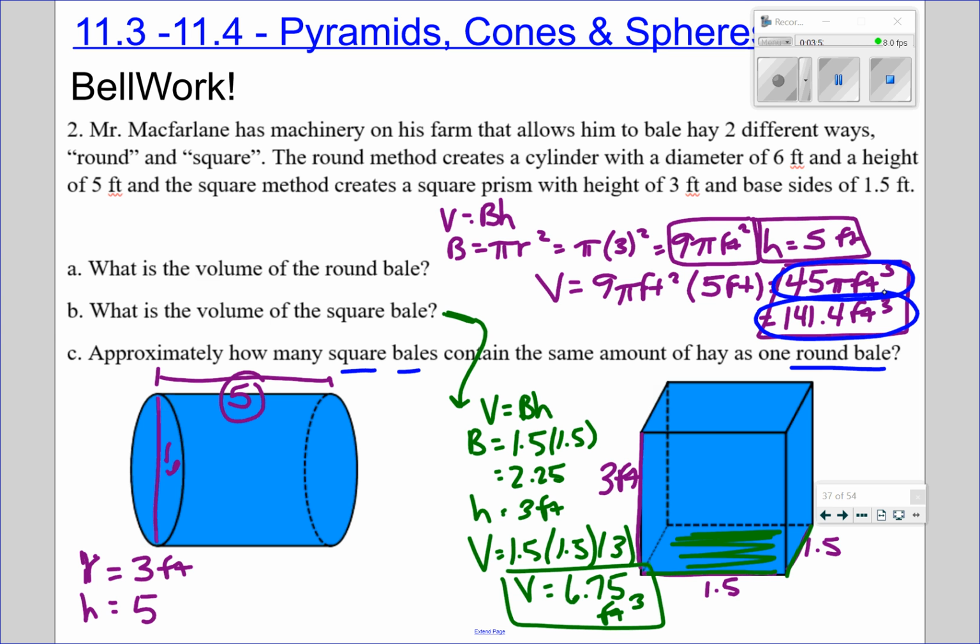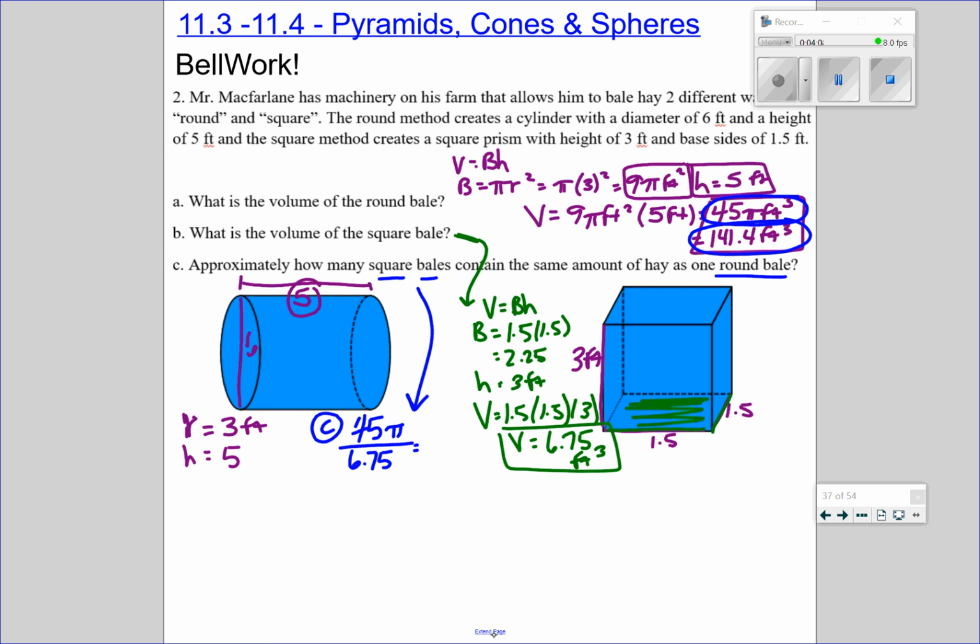So if we want to figure out how much would be equivalent, for part C, we would take, I'm going to use this 45 pi because it's more exact, and I'm going to divide it by this 6.75, and that'll give us the amount of square bales in our round bale, and you get approximately 21 square bales is equivalent to one round bale.